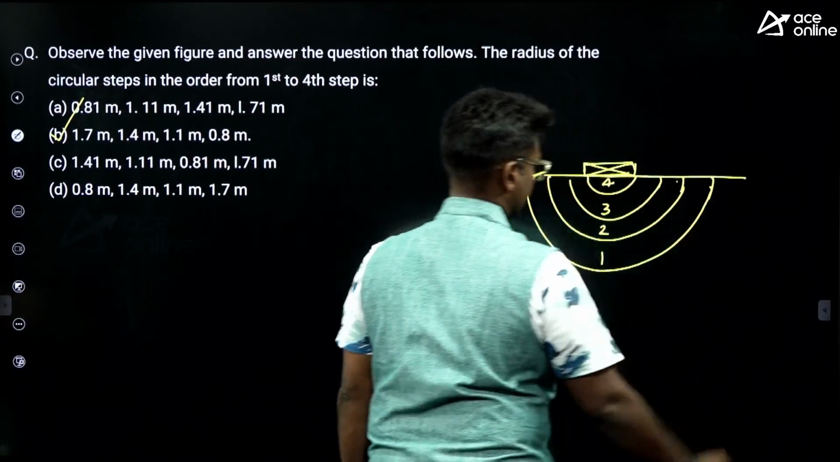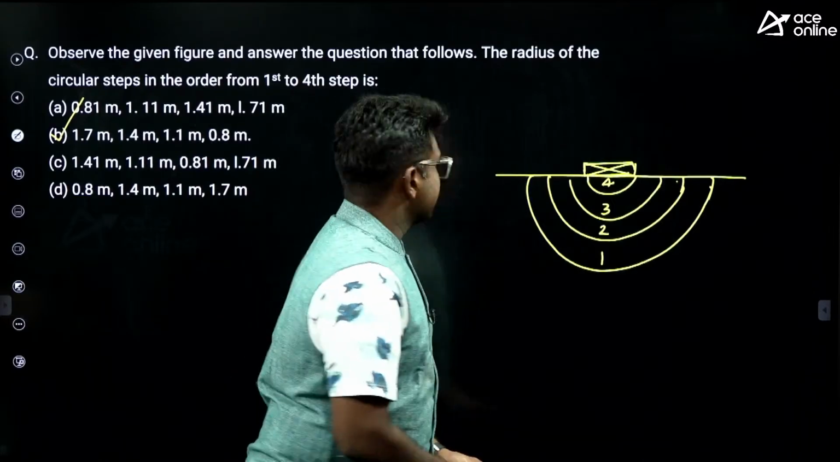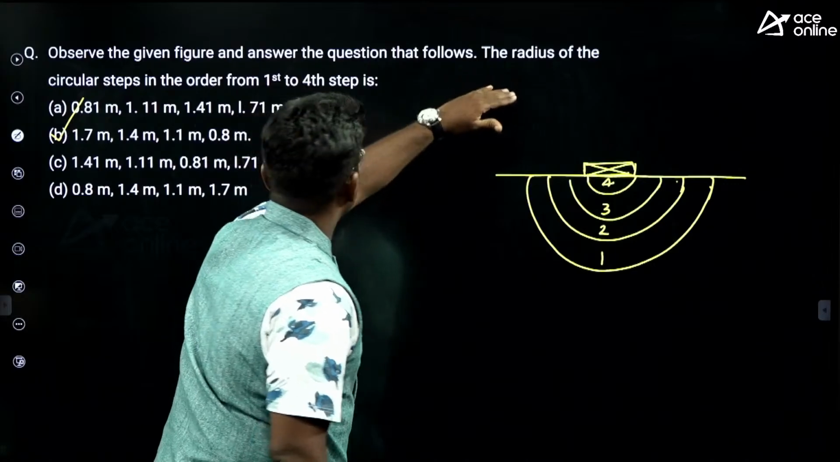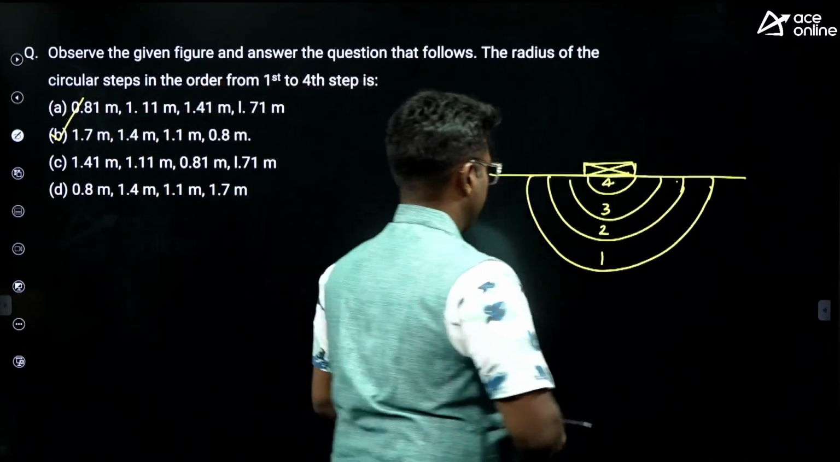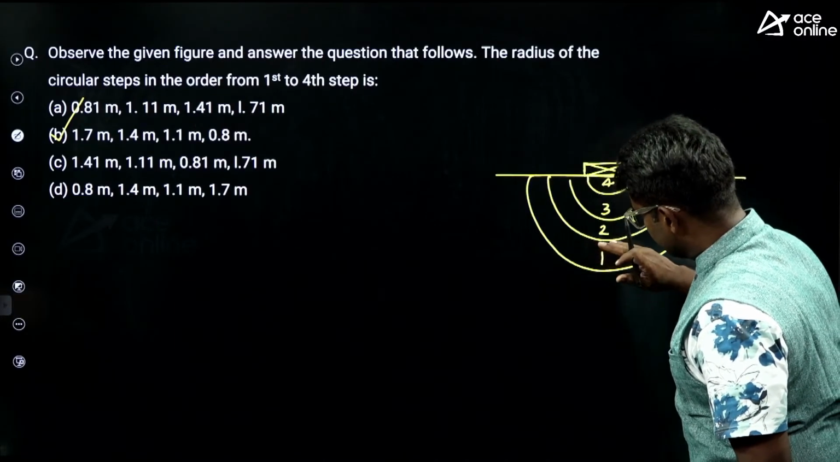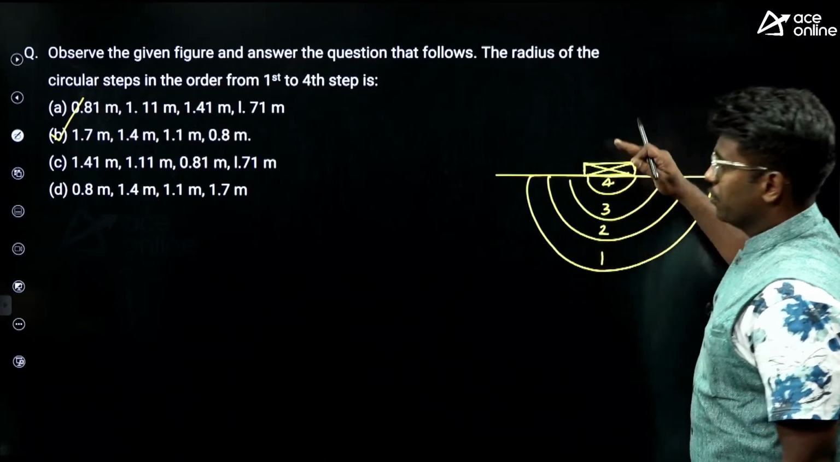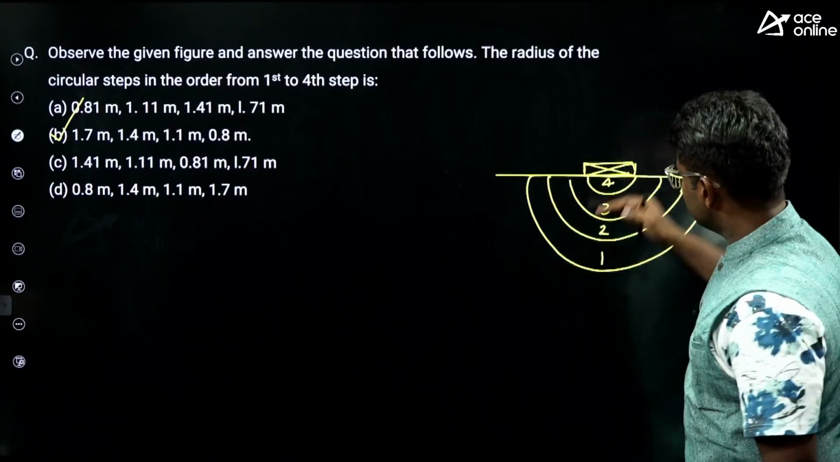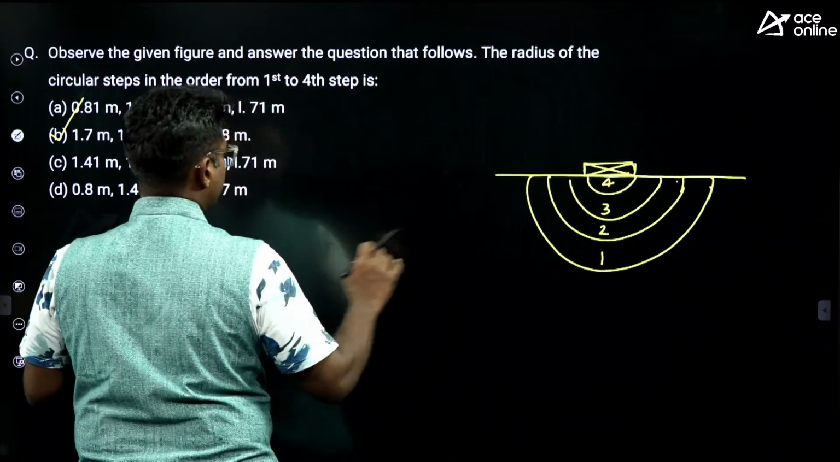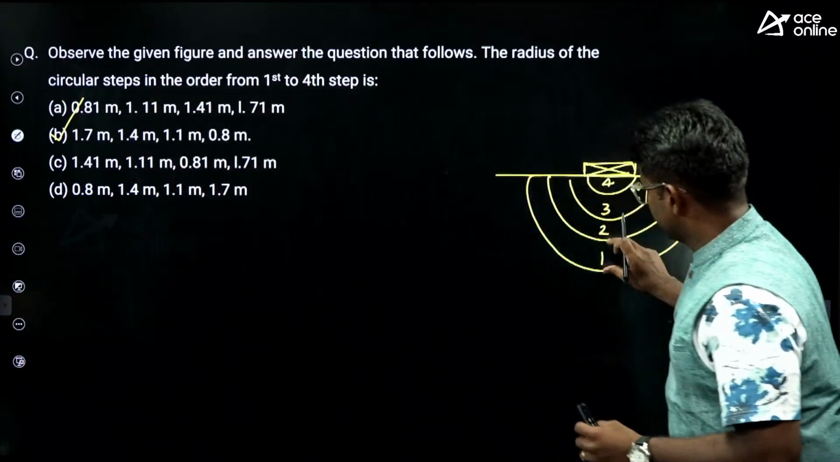This is what the question is actually. He is telling, observe the given figure and answer the question that follows. The radius of the circular steps. If the radius of the first step is something x, this has to keep on decreasing or increasing. Let's see. Properly look at the first step, this one.